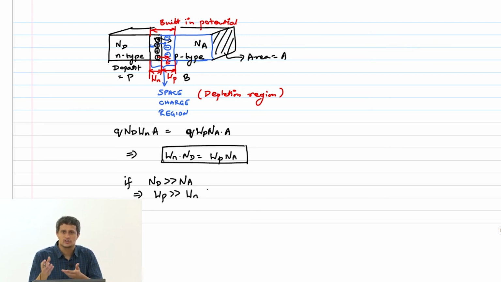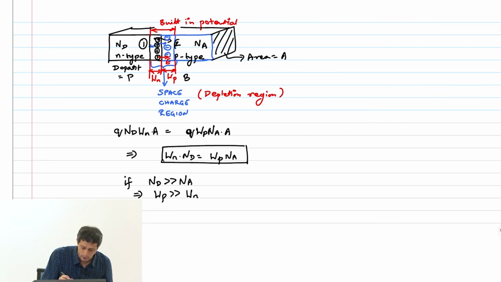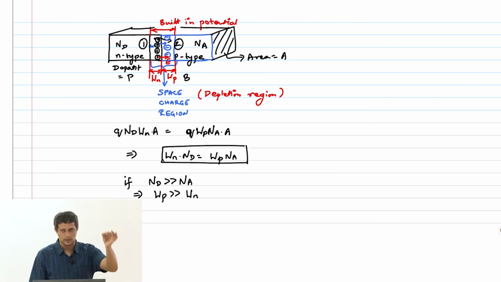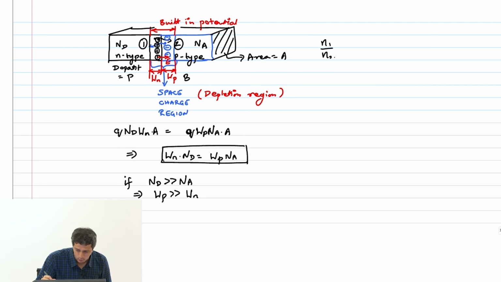So now we have a relation between Wp and Wn, but what about Wp plus Wn? How far will that go? In a semiconductor I have two points. Point 1 is here, this is point 2. There is an electron concentration at point 1, and a different electron concentration at point 2, right? And therefore they have to be related by the Maxwell-Boltzmann relation, which basically says N1 by N2 is e power q times the built-in potential VBI by kT, right? Let me call it VBI.